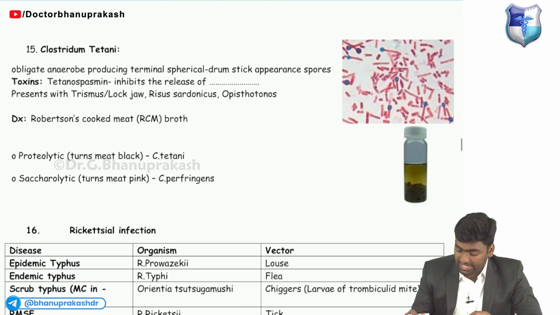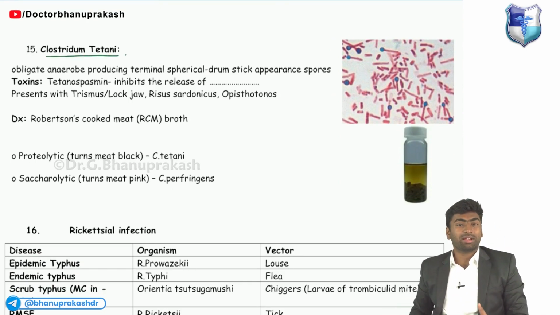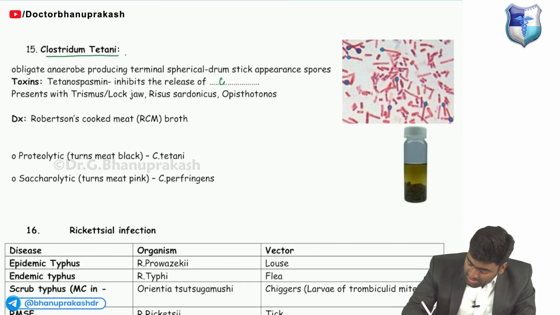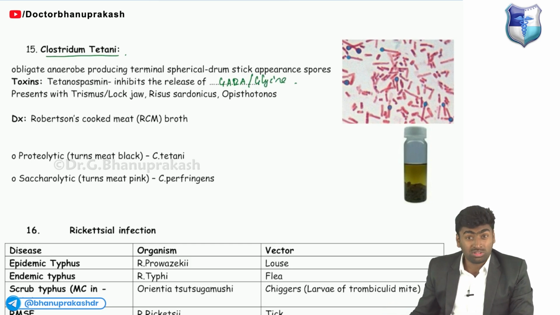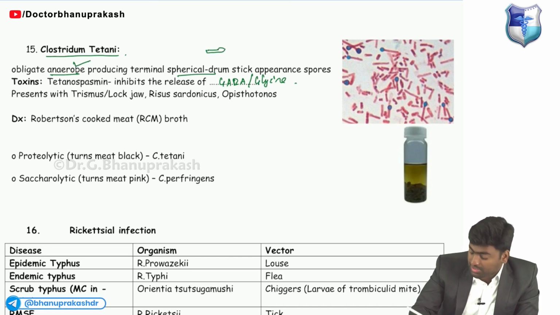Next, we'll move on to Clostridium tetani. I told you this Clostridium tetani will cause what? It will cause spasms. This Clostridium tetani inhibits GABA and glycine. As I told you, both of them are inhibitory neurotransmitters. Okay, and it is anaerobic bacteria, and it is having a terminal spherical spore, drum shaped. Okay, drum shaped shape.